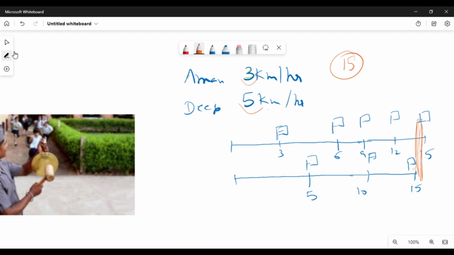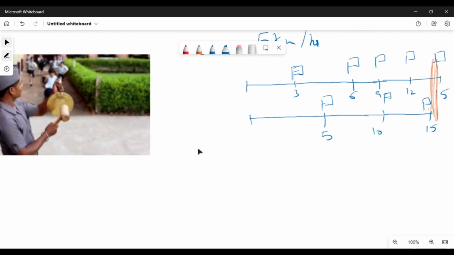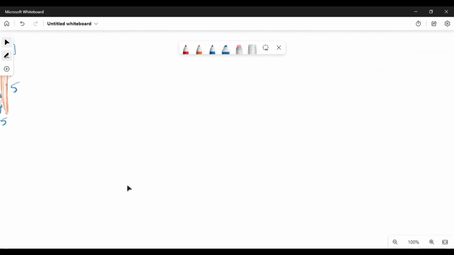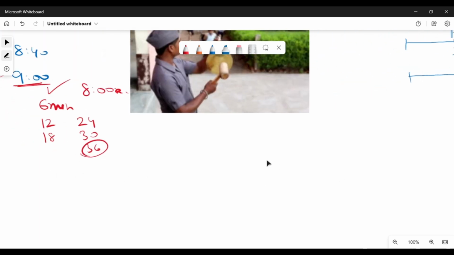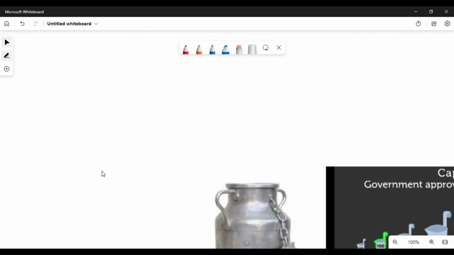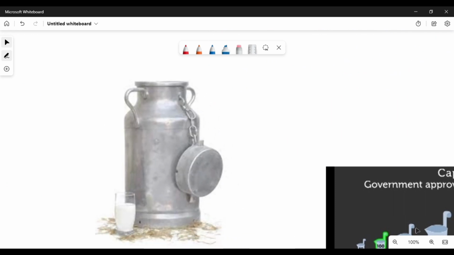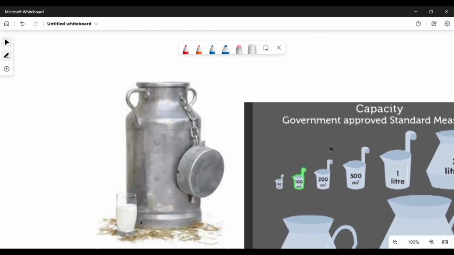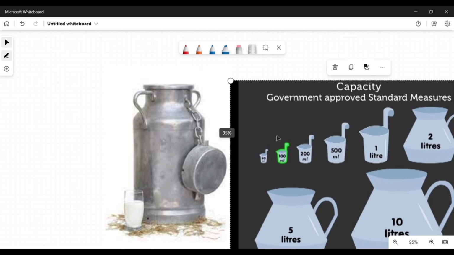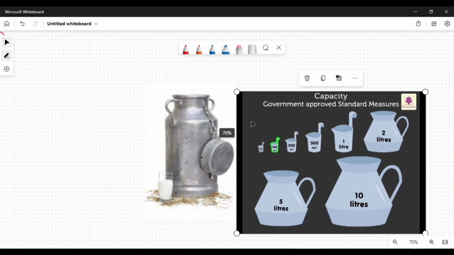Okay, let me take another example. These all were examples to tell you where you can use LCM in real life applications. Next is for this HCF. Where is this HCF used? Okay, I'm giving you one example where you can use HCF.